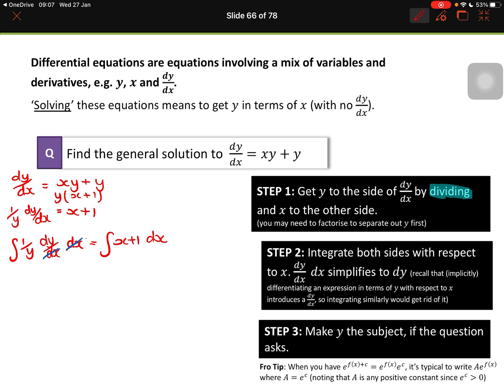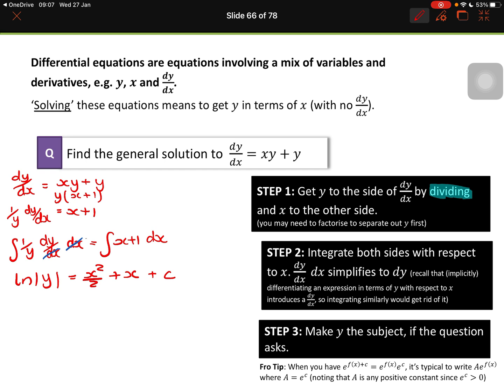So if I integrate 1 over y with respect to y, I'm going to get ln y equals the integral of x plus 1, which will give me x squared over 2 plus x, nice and easy on the right hand side. But again, you've got to make sure you remember to add somewhere in our constant. Easier to put it in sooner rather than later. We can always manipulate it to what we need to because it is just any unknown we want.